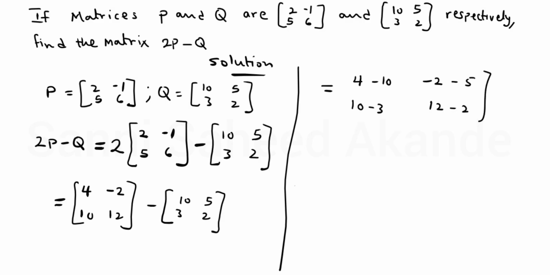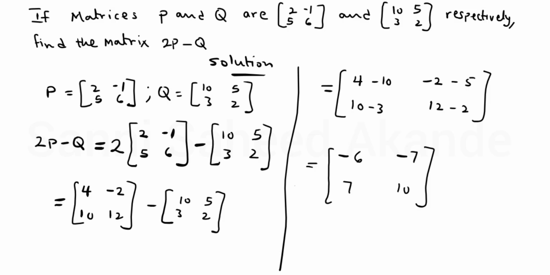So put them in bracket, equal to 4 minus 10 will give us minus 6, minus 2 minus 5 is minus 7, then 10 minus 3, that would be 7, and 12 minus 2 will give us 10. Okay, so that is the solution to this question.